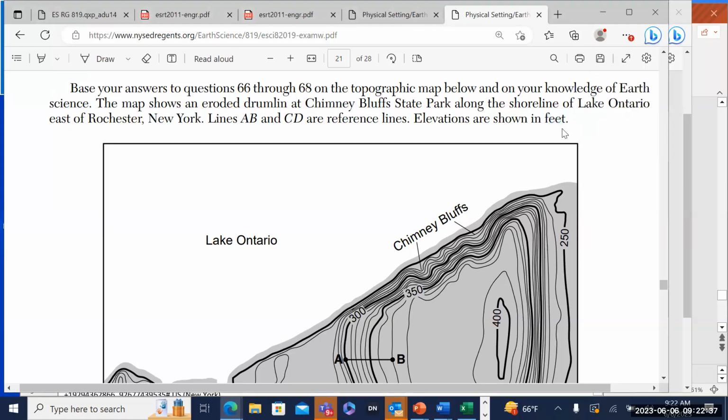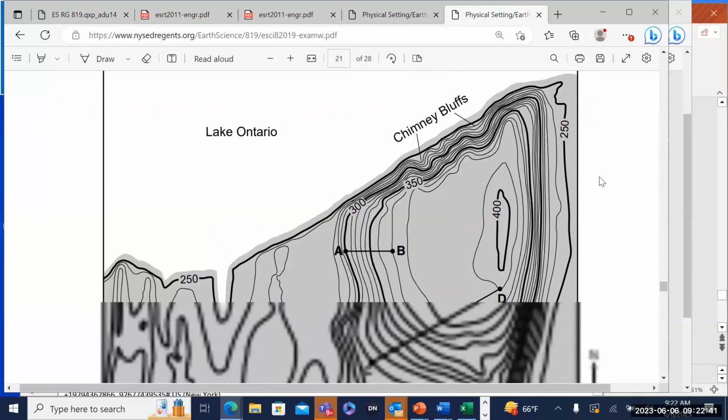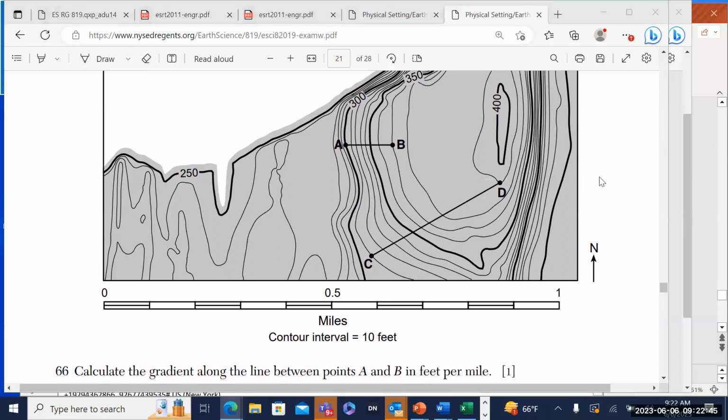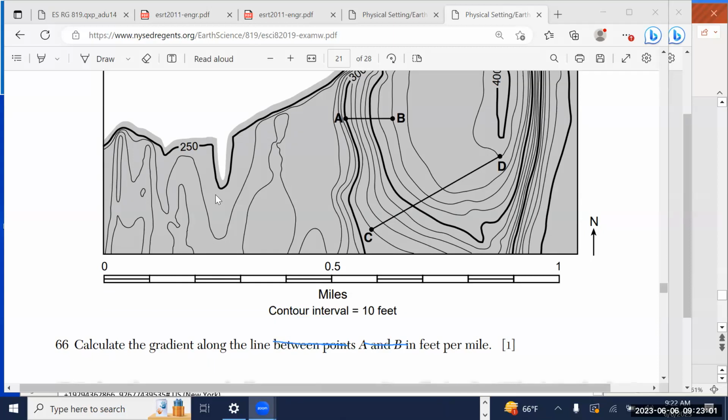So that's important because that gives us the units for elevation. We know that all of this is in feet. And if you are ever confused about what the units are, you could always look at the contour interval for elevation. It also tells you it's in feet. The contour interval tells you how much each line is going up or down by. So that is something to definitely keep in mind.